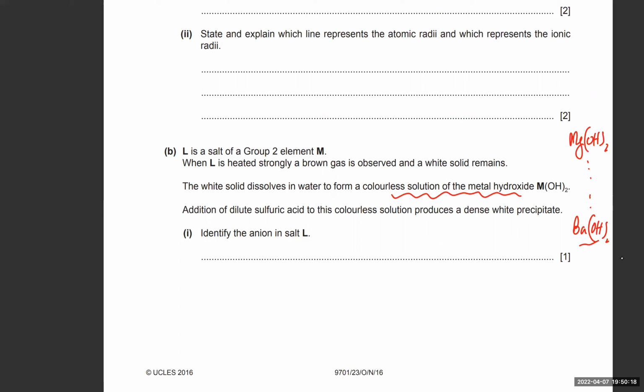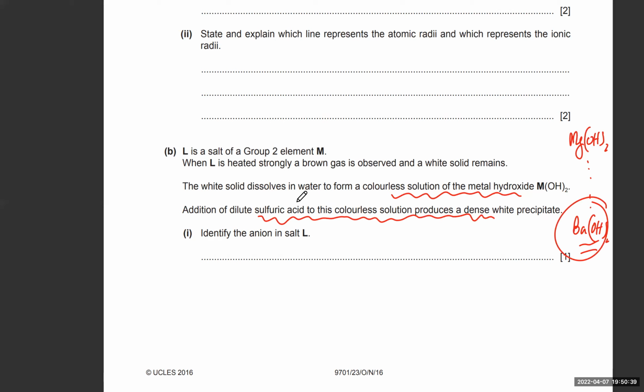Most likely it's going to be the bottom one. And the other one is that it forms a white precipitate with sulfuric acid. That's a test for sulfate. I mean, that's a test for barium ions actually. So that confirms that you're dealing with barium ions, because that's a test for identification.